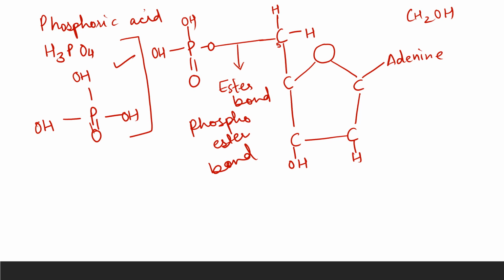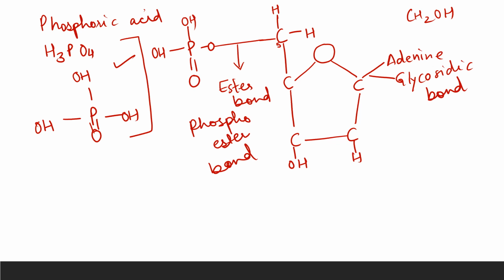And what was the bond which is made between a nitrogenous base and the carbon one, C1? What is the name of that bond? We just talked about it in the previous slide. What was the name of that bond which is formed between C1 and the nitrogen base? It is known as a glycosidic bond. We need to remember this, right? So glycosidic bond.